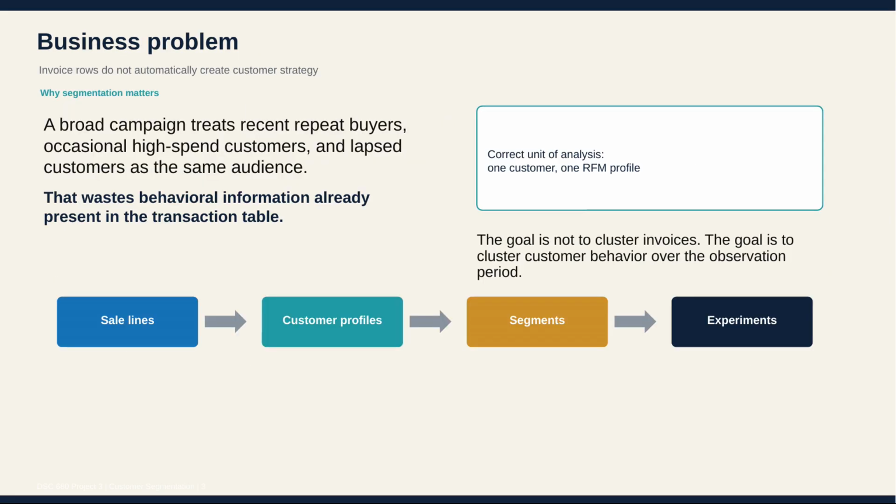The business problem is inefficient targeting. A retailer may know what was bought, when it was bought, and how much it cost. But that does not automatically tell the business which customers should receive which message. A broad campaign treats loyal repeat buyers, occasional high-spend customers, and inactive customers the same way. That is the gap this project addresses.